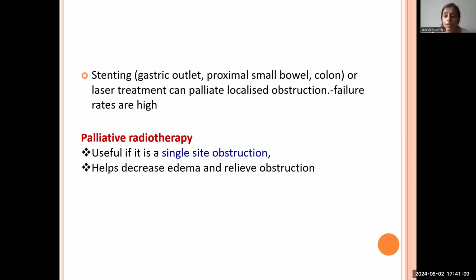Stent is a very common intervention that people go through when they have bowel obstruction, but the failure rates are very, very high. When you look at the evidence for stents, invariably the failure rates are very high. It is useful if it is a single site obstruction. Again, it will reduce the edema and relieve the obstruction, but it is not the answer for all the bowel obstruction that we come across.